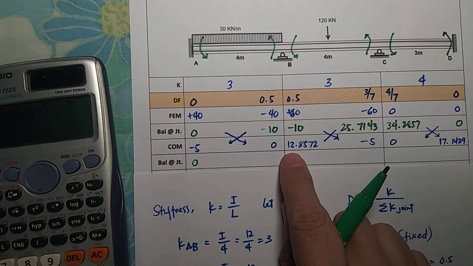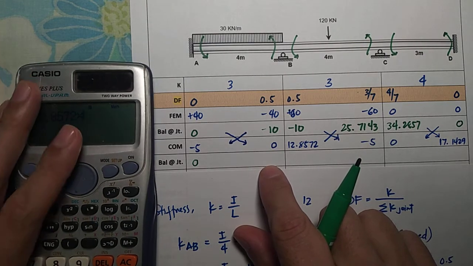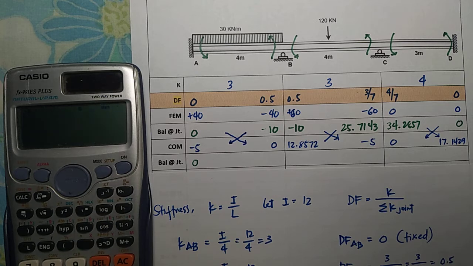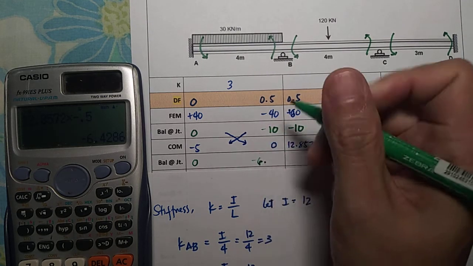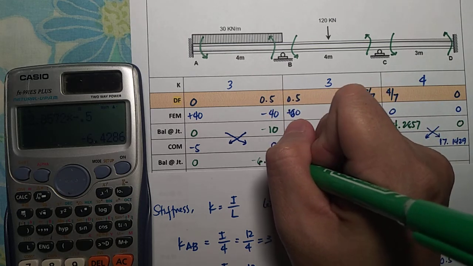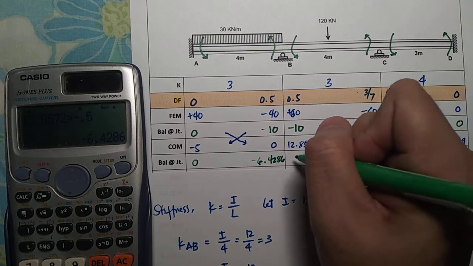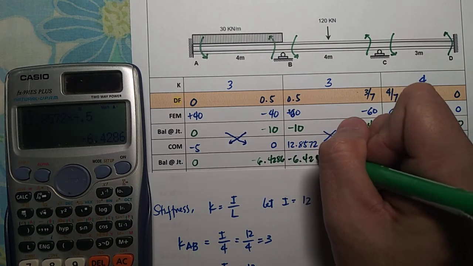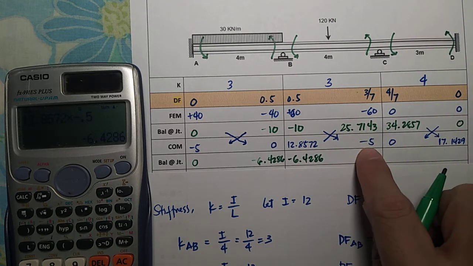Again, 12.8572 times, for the balance at joint here, negative of 0.5 times negative of 0.5. So, that is negative 6.4286. So, dito rin, negative 0.5 din. So, parehas lang. Negative 6.4286. How about dito? So, negative 5 tsaka 0.